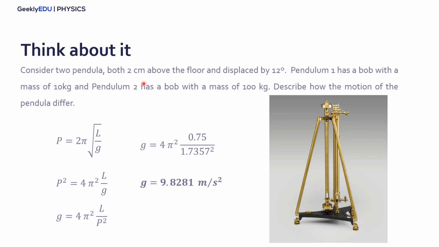All right, now it's your turn to think about it, okay. Consider two pendula, both 2 centimeters above the floor and displaced by 12 degrees, okay. The first pendulum has a bob with a mass of 10 kilograms and the second one with a mass of 100 kilograms. So I want you to think about this situation and describe how the motion of the pendula differ, okay? If there are any differences in the motion of these different pendulums, okay? Think about the formula here of the period and give your answers in the comment sections.